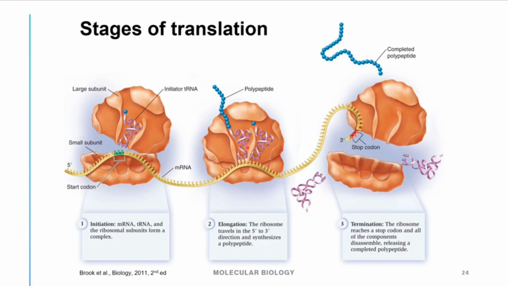And this is going to go on all the way until the ribosome encounters the stop codon, and that's where the different components will disassemble. The large and small subunits of the ribosome are going to dissociate. The completed polypeptide is going to leave the ribosome, and all the different tRNAs are also going to leave the ribosome as well.